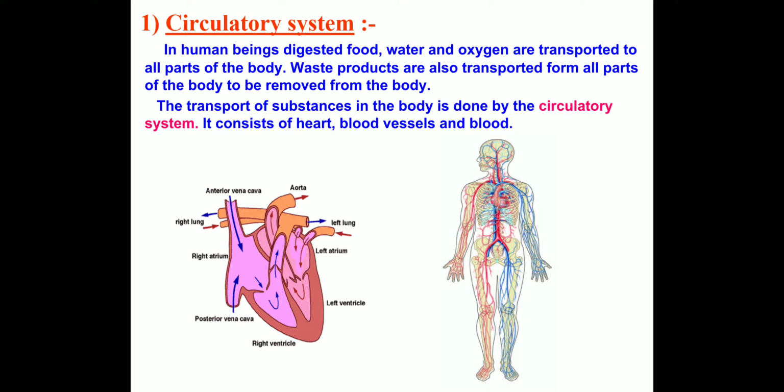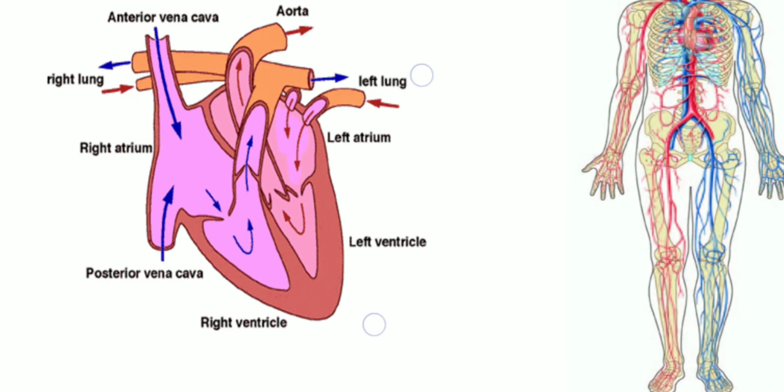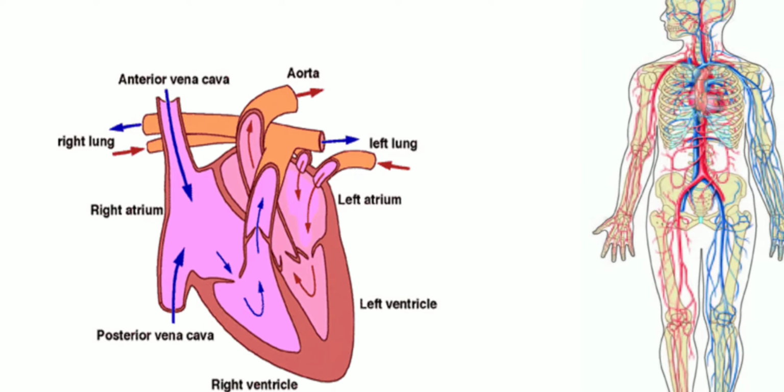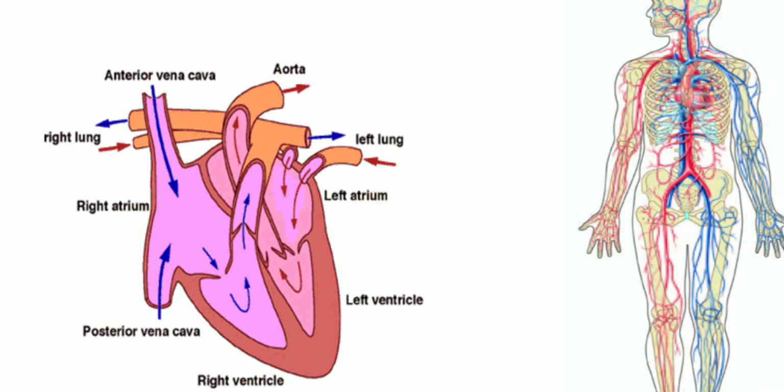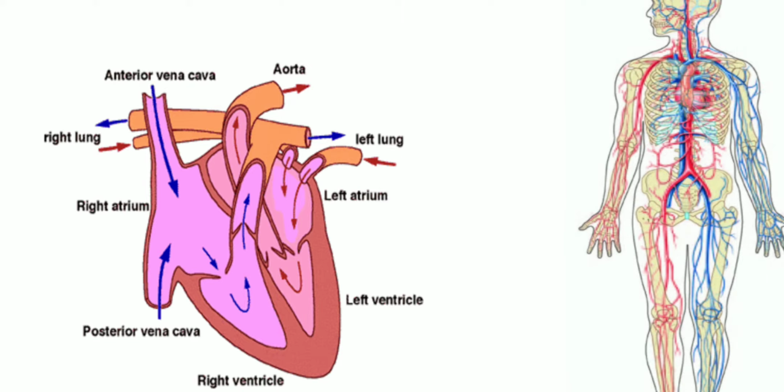Children, you can see the diagram of heart in this slide, and you can also see the circulatory system, how blood is circulated to all parts of the body. Now, coming to this diagram, here you can see it has left atrium, left ventricle, right ventricle, and then left lung, right lung, anterior venae cavae, and posterior venae cavae, and the aorta, which is the largest blood vessel. This aorta supplies blood to all parts of the body.